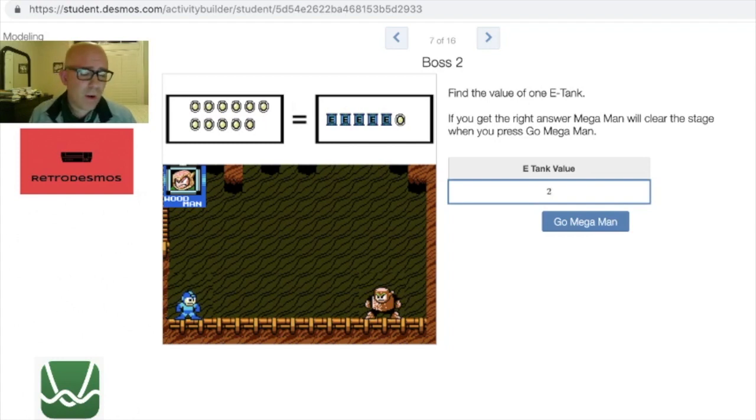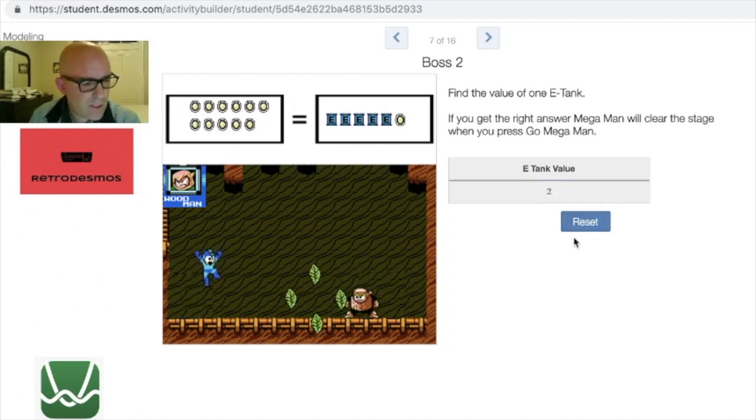teachers over the summer, or I've had some people on Twitter use this activity and send me pictures of all the different ways students are trying to solve this problem. I think there's great opportunity to show multiple representations for students. And so let's get past this next boss here.